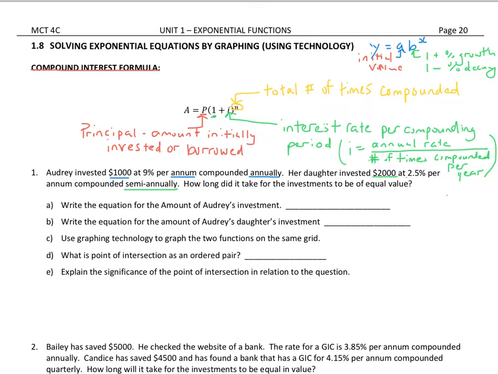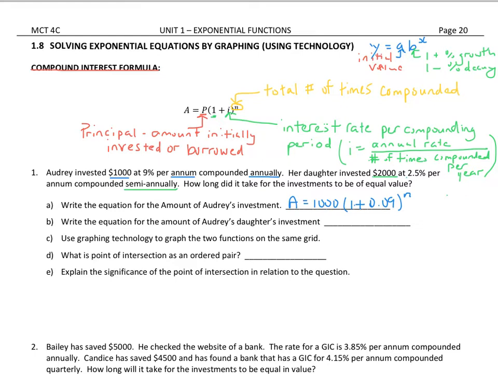All right, so I've broken this down into steps here. Write the equation for the amount of Audrey's investment. So Audrey's investment amounts to, starting with $1,000, it's increasing at 9% per year compounded annually. So we're just going to add 0.09. We don't need to do anything specific with that. And I'm just going to leave that to an exponent of n because it's just compounding once for every year. So n represents my number of years.